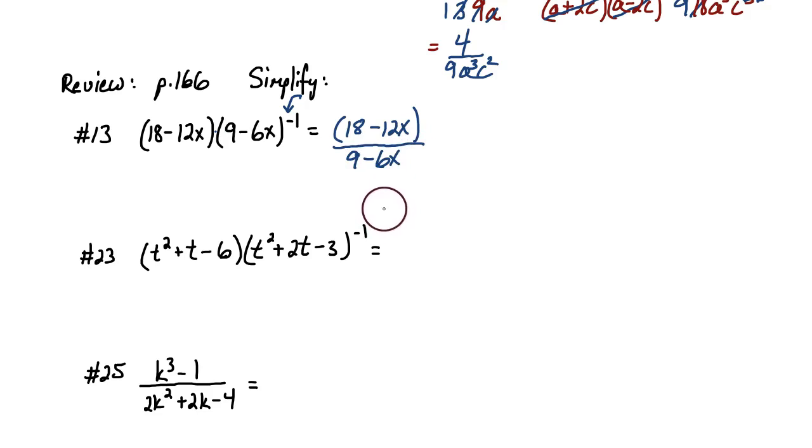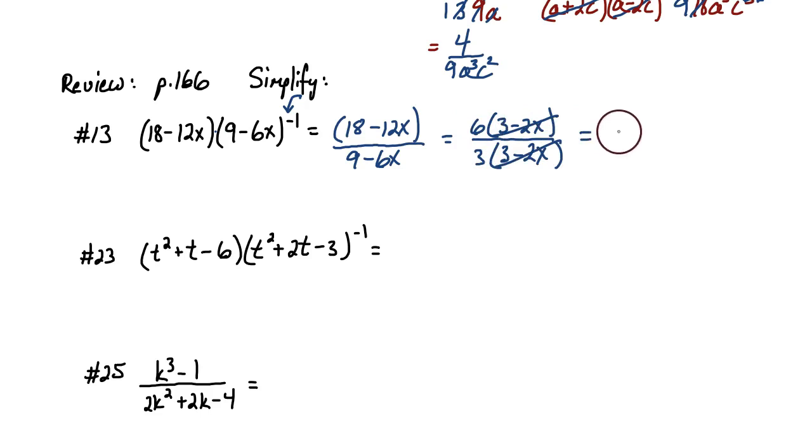Now let's see if anything reduces. The top factors. Both 18 and 12 can be divided by 6. So we have 6 times 3 minus 2x. Down in the bottom, the 9 and the 6 both can divide by 3. So we have 3 times 3 minus 2x. The 3 minus 2x's cross away, and 6 divided by 3 reduces to a 2.